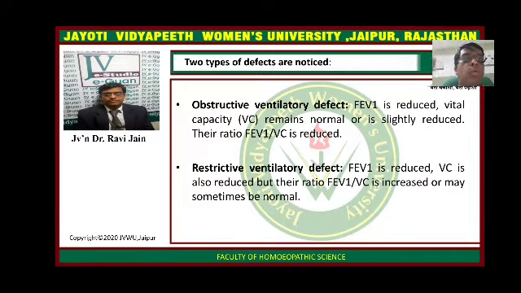During spirometry, two types of defect are usually noticed. Number one is the obstructive ventilatory defect, where FEV1 is reduced, vital capacity remains normal or is slightly reduced, and the ratio FEV1 divided by vital capacity is reduced. Next, we have restrictive ventilatory defect, that is FEV1 is reduced, vital capacity is also reduced, but the ratio of FEV1 divided by vital capacity is increased or may sometimes be normal.